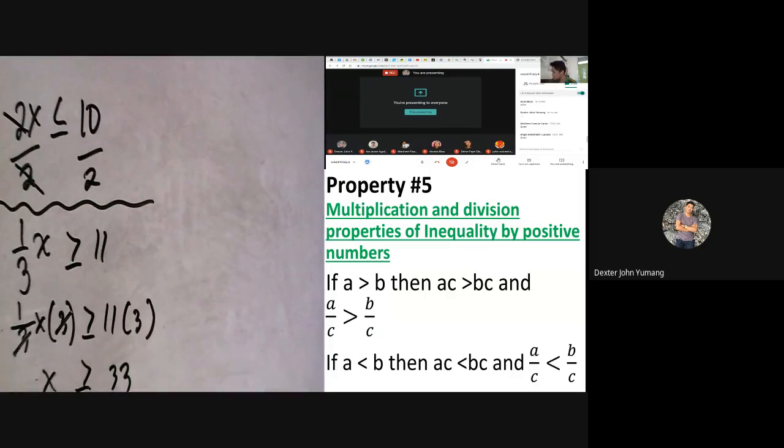Please type down if you're done with the definition, then we will proceed to the example. Again, for the multiplication and division properties of inequality by positive numbers, ang focus po dito, positive numbers lamang. And kung anong i-multiply or i-divide natin sa left side will be done also on the right side.